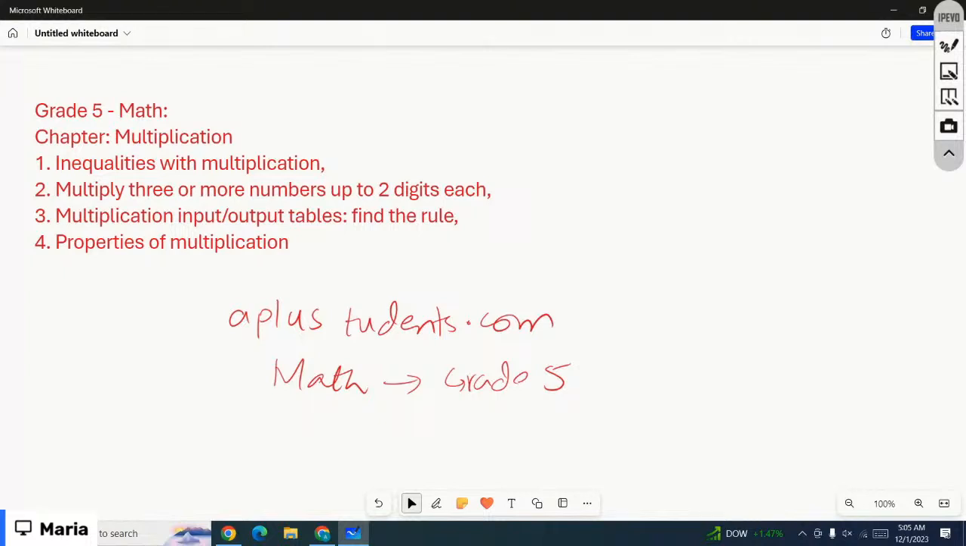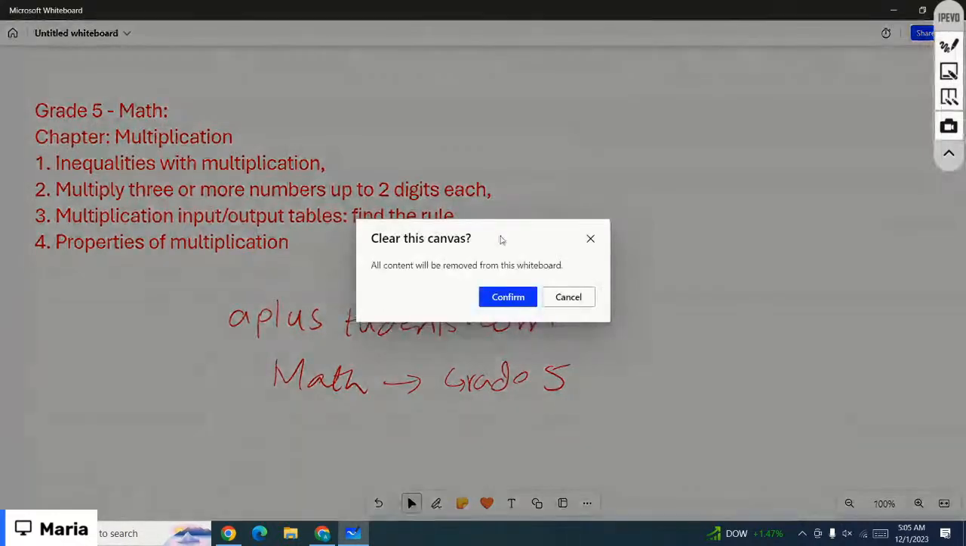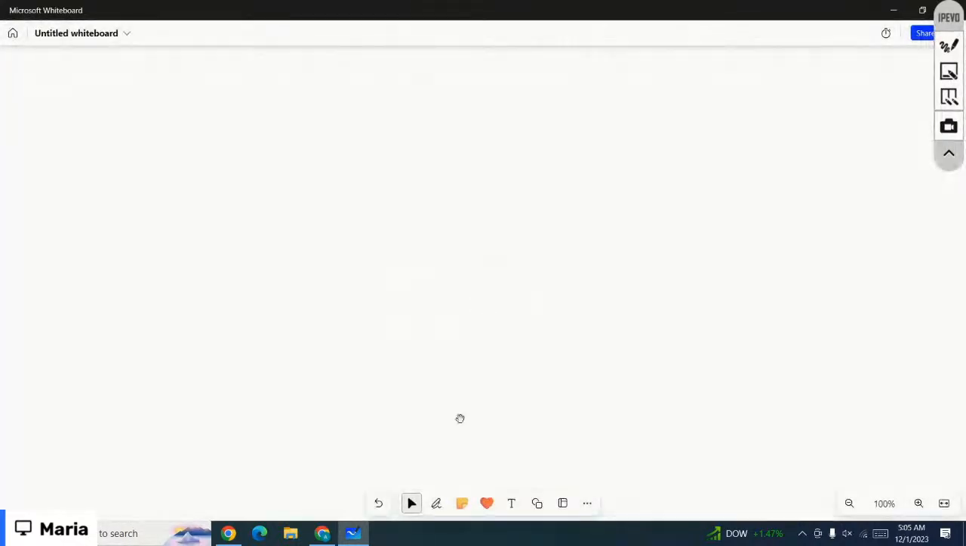We're going to start with the chapter multiplication, and the lessons we are going to cover today are inequalities with multiplication, multiply three or more numbers up to two digits each, multiplication input output table, find the rule, and properties of multiplication. So let's start with the first lesson, inequalities with multiplication. Please make sure you have your notebook and pencil so that you can note down the important examples and definitions as well, right?